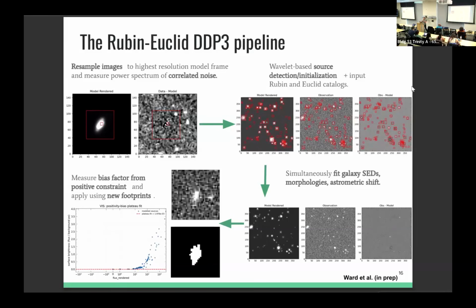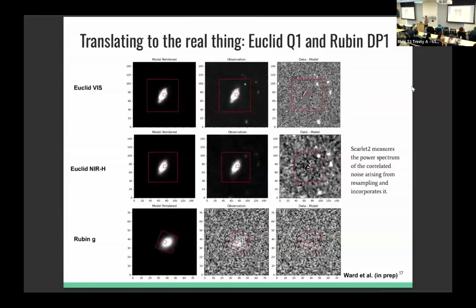And then because we're using these non-parametric galaxy morphology models with positive constraints, we have another set of calibrations we need to do relating to bias factors introduced by that. So we use the new footprint information and those bias factors to get the end photometry. But the goal here is to be running it on the real Euclid and Rubin data. So we've been validating this pipeline on Euclid Q1 and Rubin DP1 data.